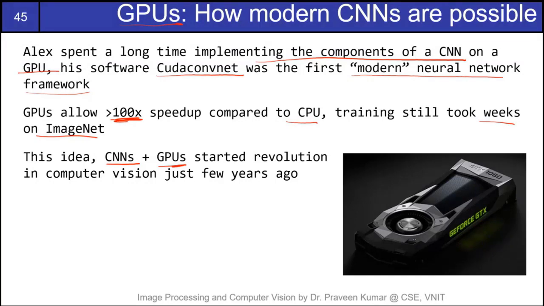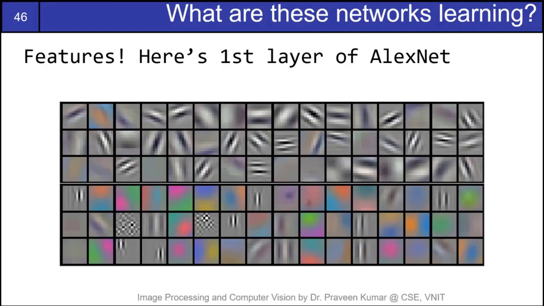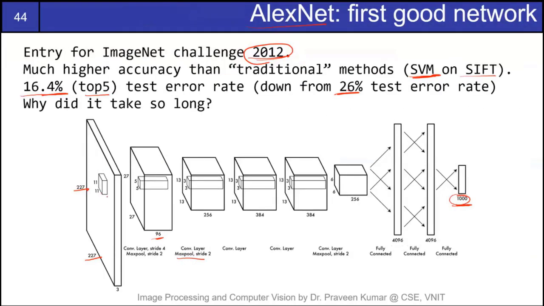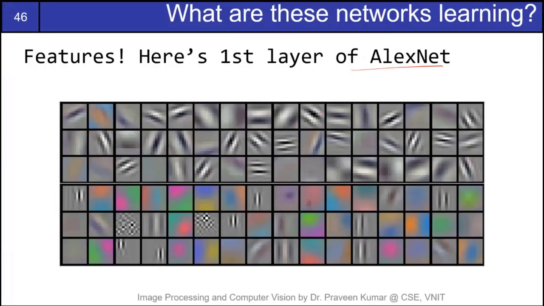So what are these AlexNet layers learning? The first layer is very easy to visualize, because you can see the filters are just 11 cross 11 cross 3, so you can visualize them as a simple color image. And you can see the first layers are learning gradients, or maybe gradients in color, or blobs, or patterns, or some kind of textures also. So these are what is getting learned in the first layer.